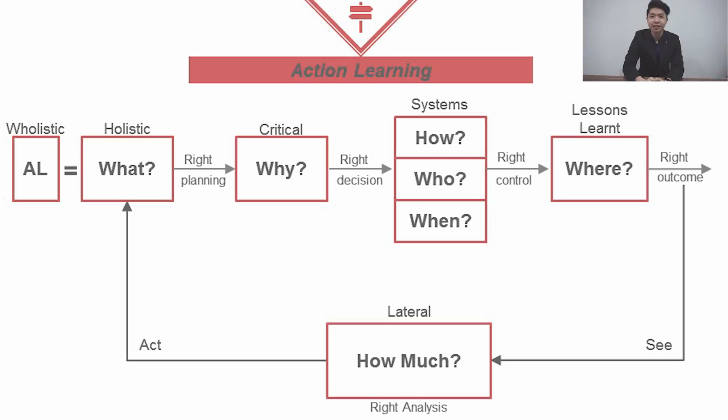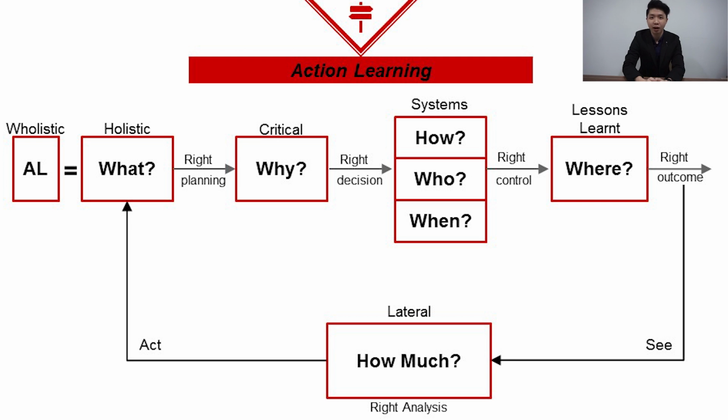In this video, I will use the action learning diagram developed by Professor Dr. Casey Chen to help me visualize my future plans and goals. The action learning diagram consists of what, why, how, who, when, where, and how much in order to create right planning, right decision, right control, right outcome, and right analysis to answer all the questions holistically. So let's start by questioning myself: what am I?